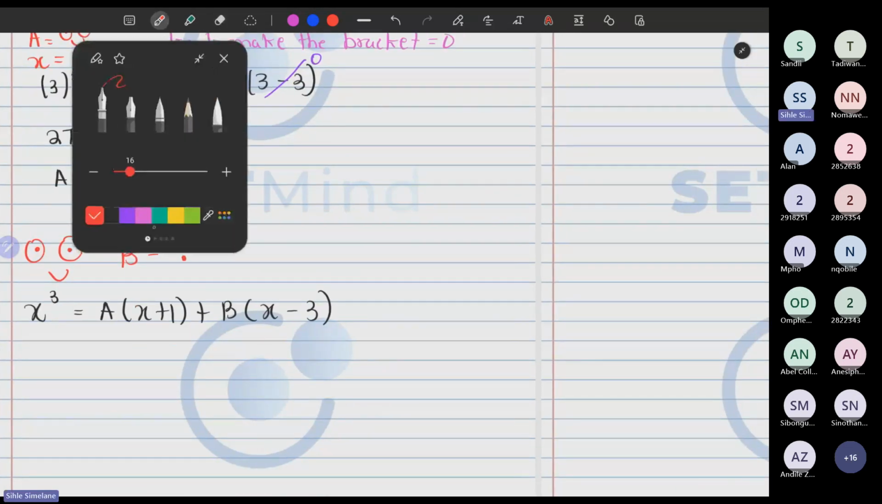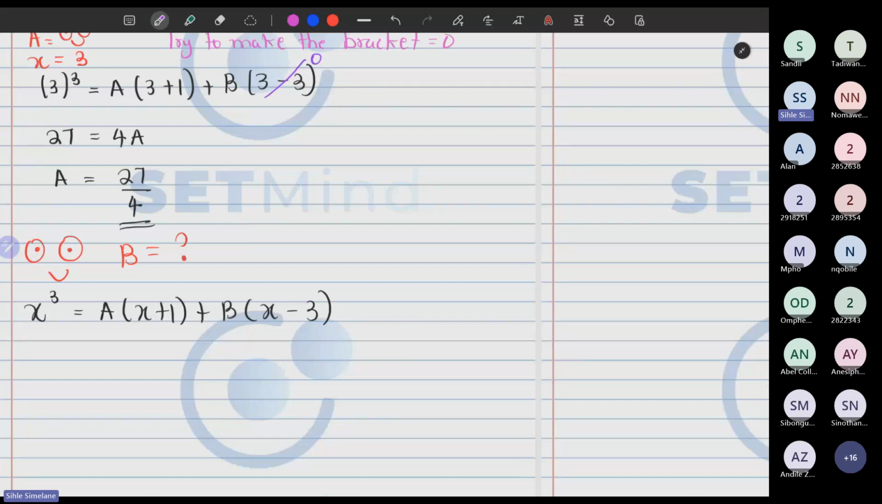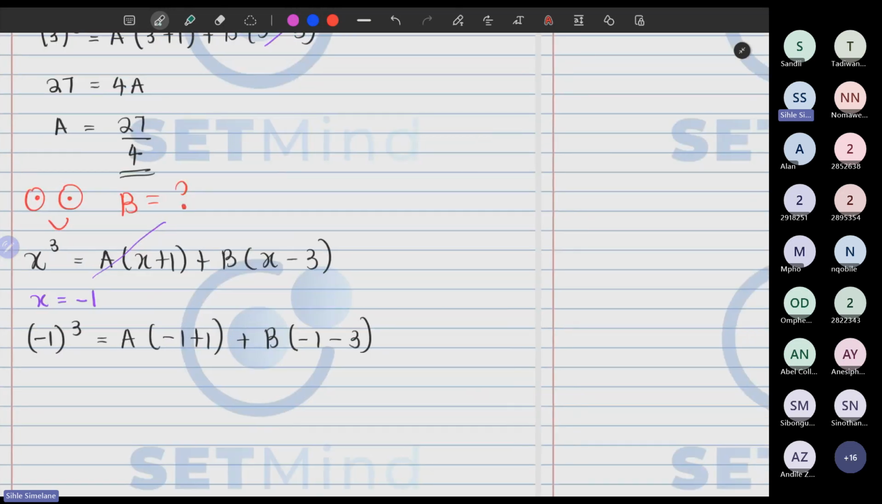So when I'm looking for B, I will ask myself, how can I make these equations such that it's only B which is left? Well, I do not want to stress about that A. So I can remove that A bracket if I choose my X to be -1. So I won't need to stress about the A. So let's put in -1 cubed, and then we'll have A into -1 plus 1. That's why I chose X as -1 because things will cancel out. And then I'll have B into -1 minus 3. So you will see that I become happy because that bracket becomes 0 and I'm left with my B, which is what I need to stress about.